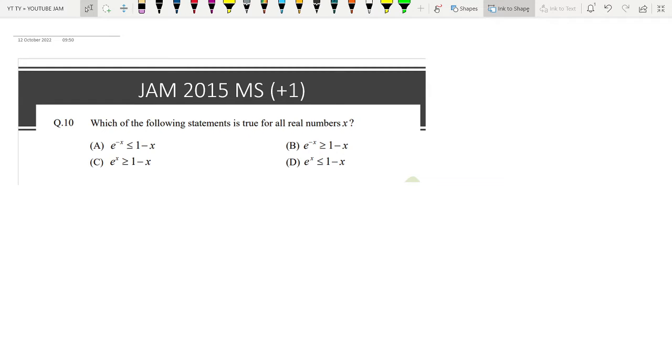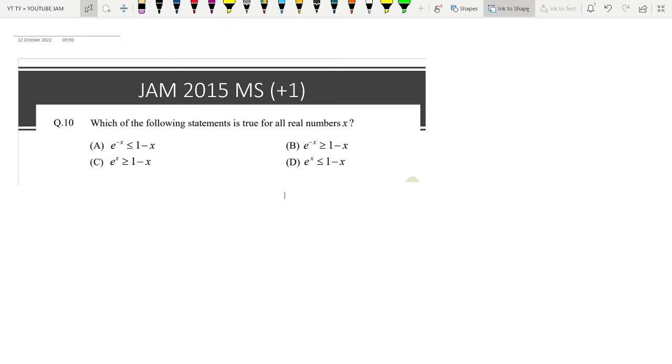In this video we are discussing the JAM 2015 multiple select question. This question is based on real analysis, where the question gives you +1 marks if you answer it correctly. But multiple select means there could be more than one correct option and you are supposed to select all of them. There might be the case it has only one correct option. Let us just read the question.